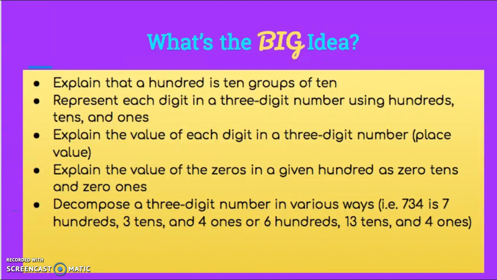So what's the big idea? They're going to be learning about and explaining that 100 is ten groups of 10, and representing each digit in a three-digit number using hundreds, tens, and ones. Explain the value of each digit in a three-digit number using place value. Explain the value of zeros in a given hundred as 0 tens and 0 ones. Decompose a three-digit number in various ways. So 734 is 7 hundreds, 3 tens, and 4 ones, or 6 hundreds, 13 tens, and 4 ones.